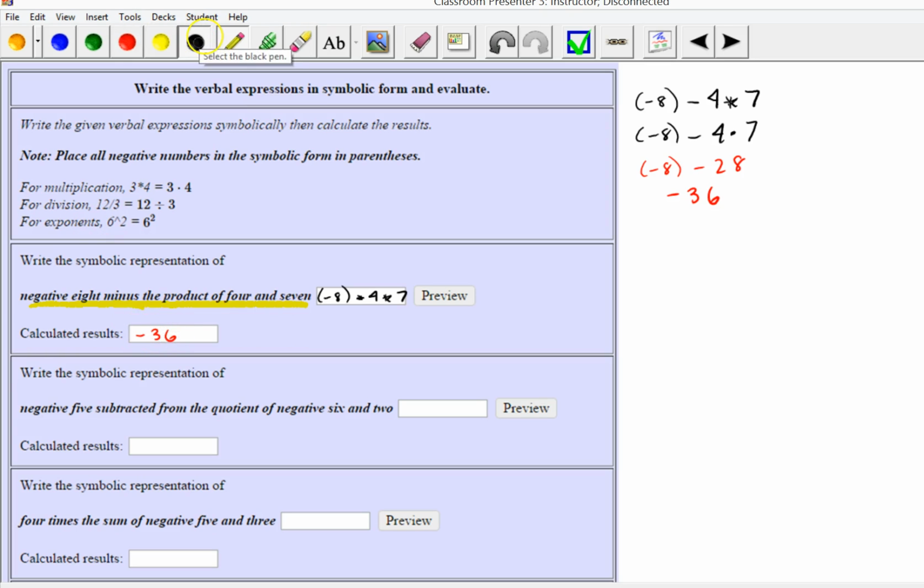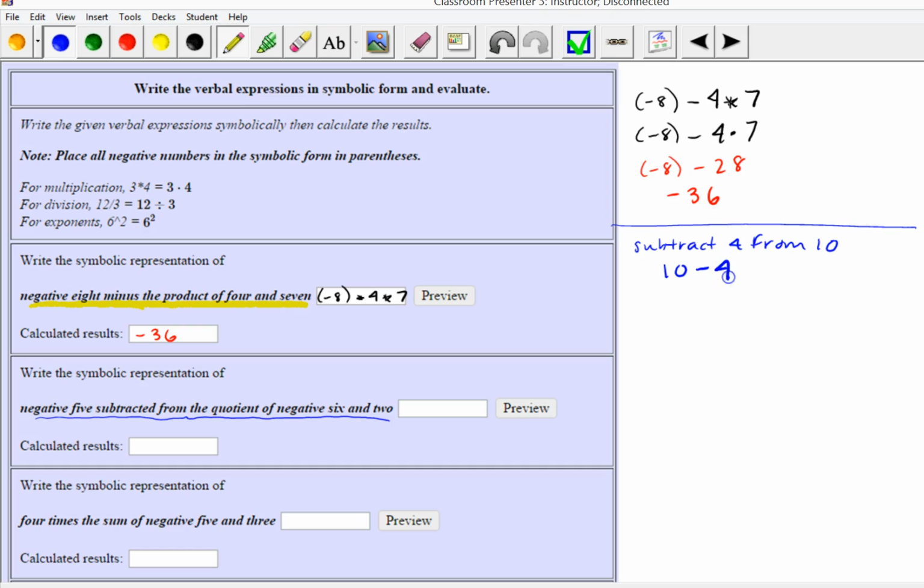Let's look at the next one. We have negative 5 subtracted from the quotient of negative 6 and 2. Okay, so notice we have subtracted from. So think if you subtracted 4 from 10, this would not be 4 minus 10, it would be 10 minus 4. So subtracted from language reverses the order of the subtraction, and remember the order of the subtraction matters.